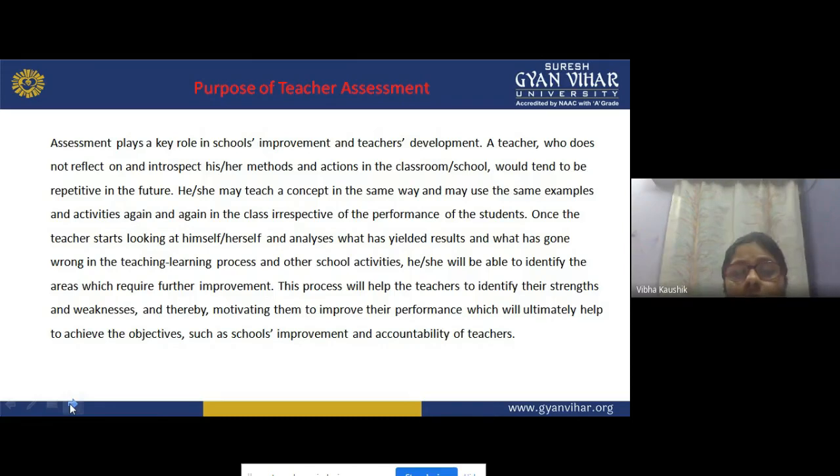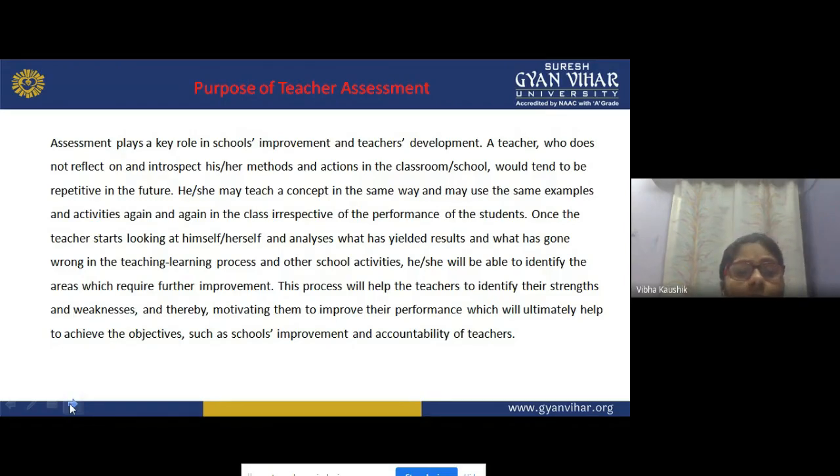She may teach a concept in the same way and may use the same examples and activities again and again in the class, irrespective of the performance of the students. Sometimes it happens that when I am teaching, I give the same examples and ask the students to perform the same activities, irrespective of the performance of the students.